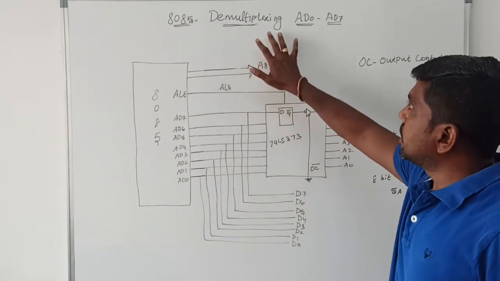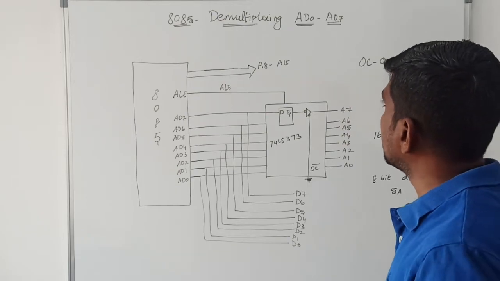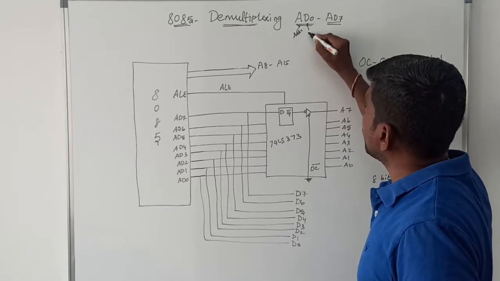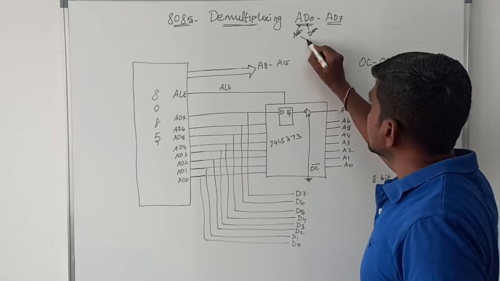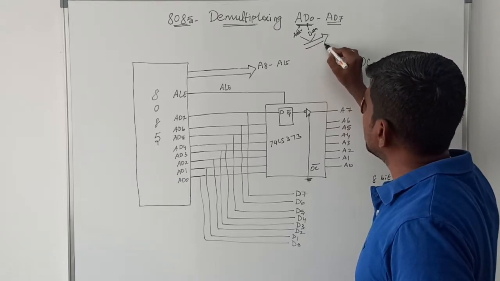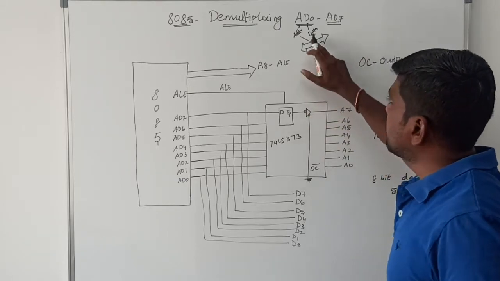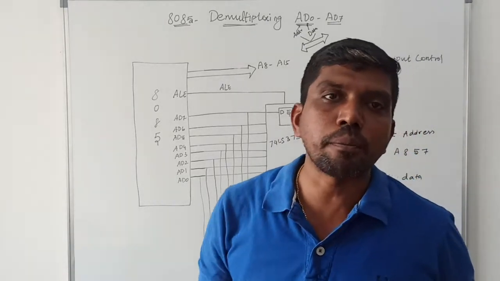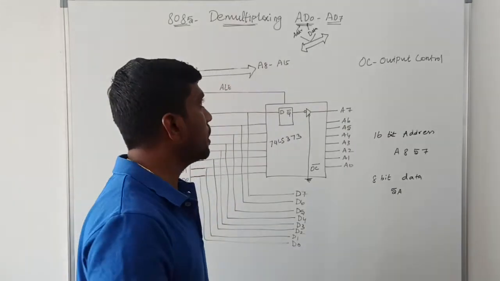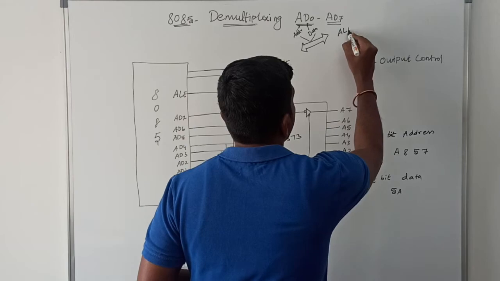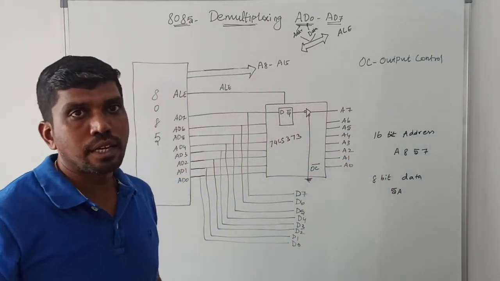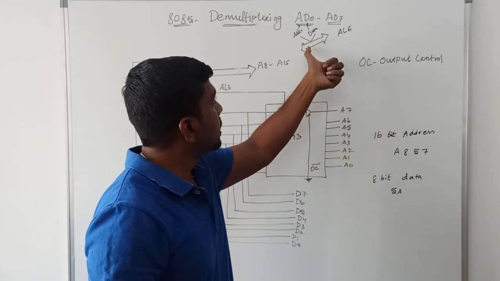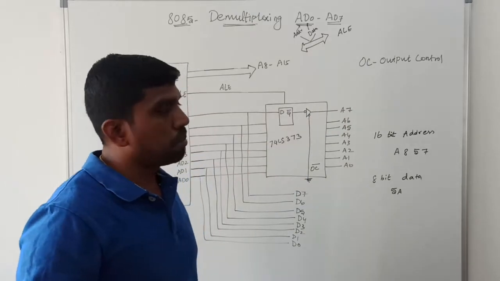So, 8085 demultiplexing AD0 to AD7. Here A represents address, D represents data. The multiplexed address and data is transferred in a single bus. Whenever you need to separate the address and data, you can use the signal ALE. ALE represents address latch enable signal. So based on the signal only, you can transfer the data or address through the bus.